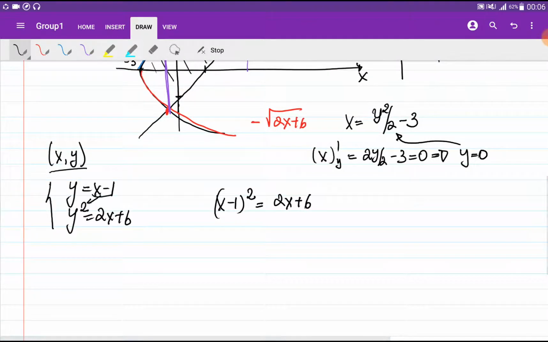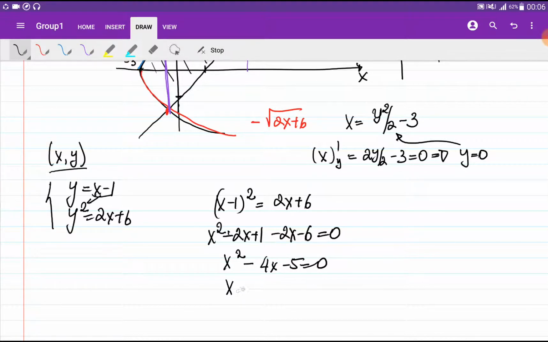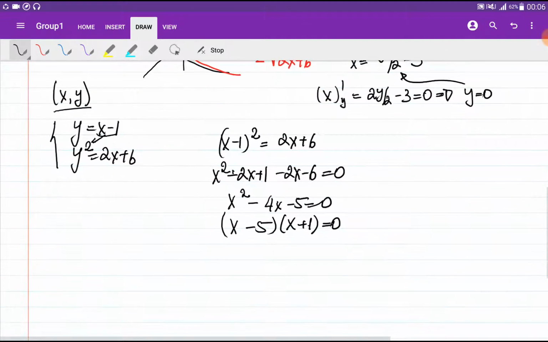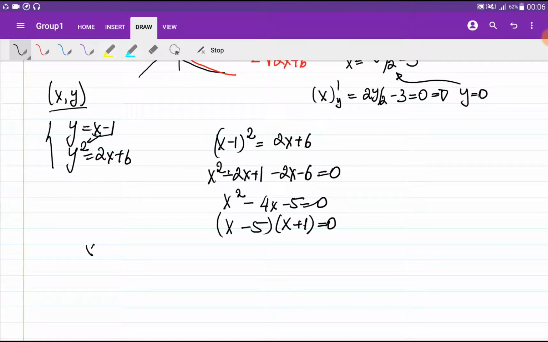If I open up all the brackets on the left and put everything to the left, we'll get x squared minus tx plus 1 minus tx minus 6, which is equal to 0. If I simplify this expression and regroup the terms, I can write this as (x minus 5) multiplied by (x plus 1) equal to 0, right? So the x coordinates of the intersection points will be equal to minus 1 and 5.